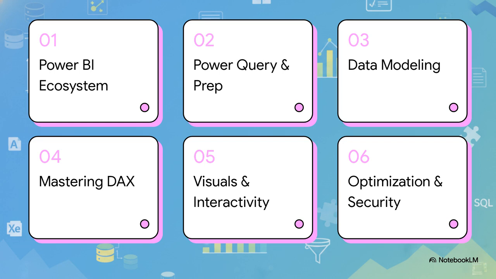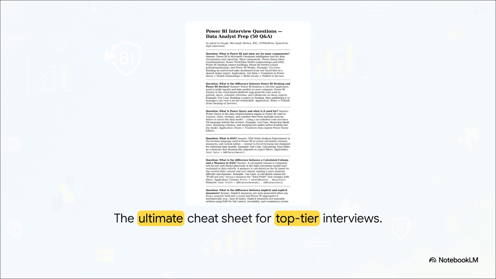To do this, we'll follow the actual life cycle of a data project. We'll start with the Power BI ecosystem, move through Power Query, data modeling, mastering DAX, visuals and interactivity, and wrap it all up with optimization and security. Now, the source document we're looking at covers the exact 50 questions asked at top-tier companies, detailing everything from absolute basics to some seriously complex DAX functions. But, like I said, instead of just memorizing disjointed facts, we're going to connect all these concepts into a single, compelling narrative. That way, you can confidently explain the why and how in any interview room.